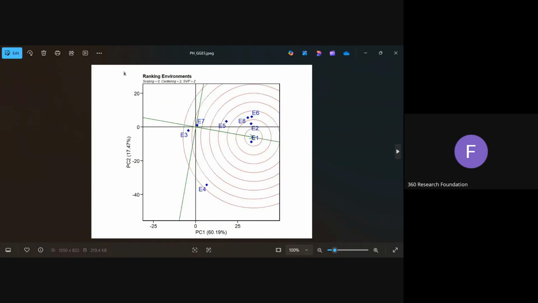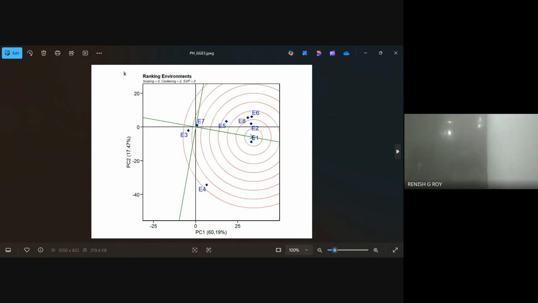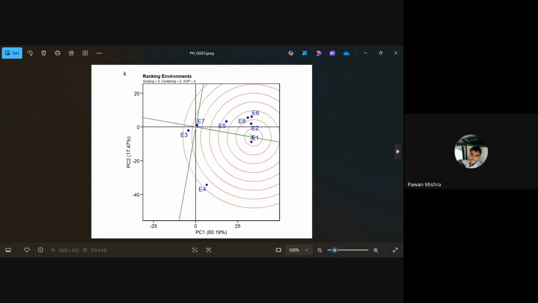Here, the next graph will clear your doubts. Next is the ranking of environment. Again, this axis is there. What is the name of this axis? Average environment axis. So this ranking of environment will provide the usefulness of each environment, as we have already discussed, for selecting superior genotypes.